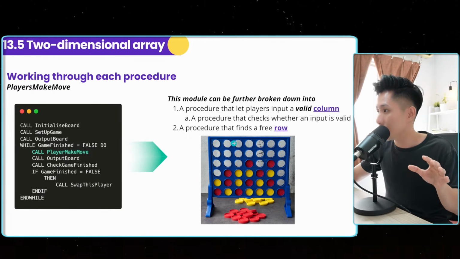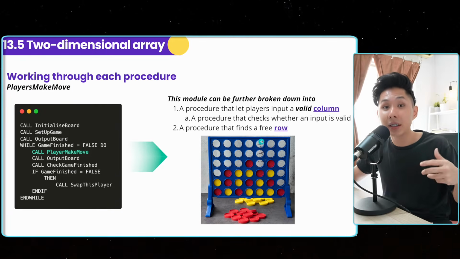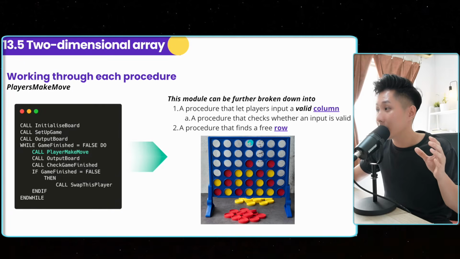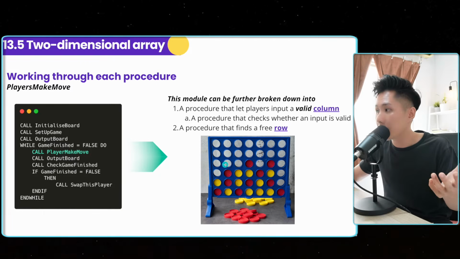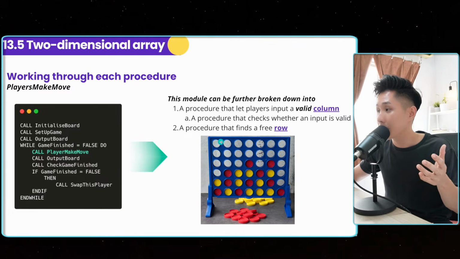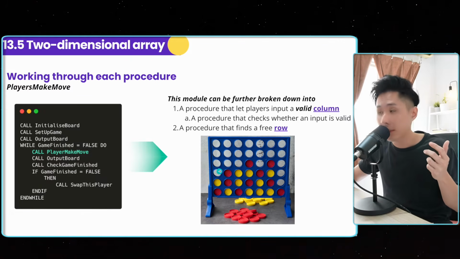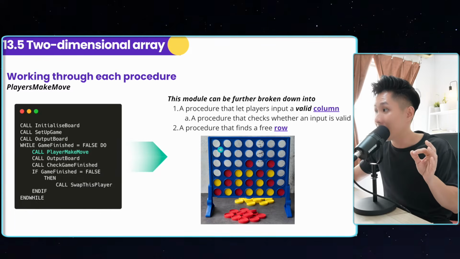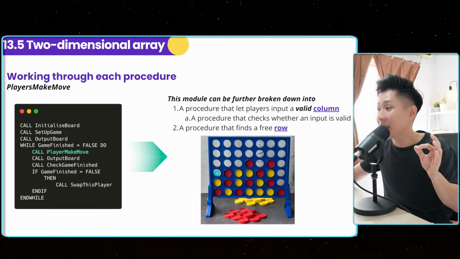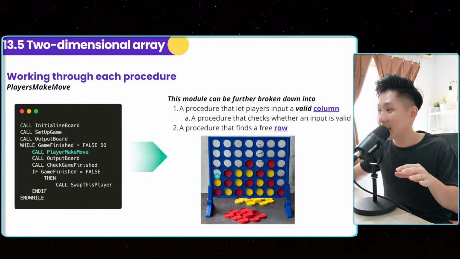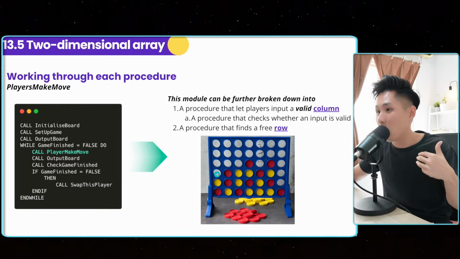Because once you have chosen the correct column, your program still needs to identify whether this column is fully occupied. If it's fully occupied, then you can't put in a token. And then you also need to find out a free row. The idea of Connect 4 is that you can't just put the token anywhere; you have to drop it, and in this case this is the only free row. So your program will have to find out where the free row is.